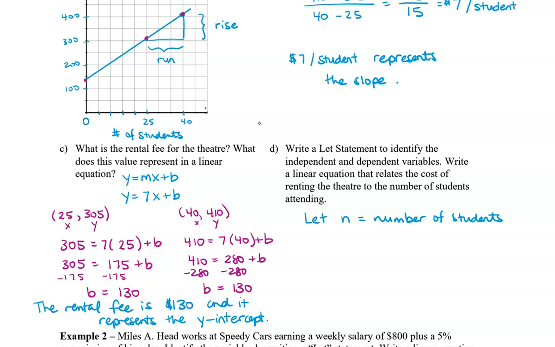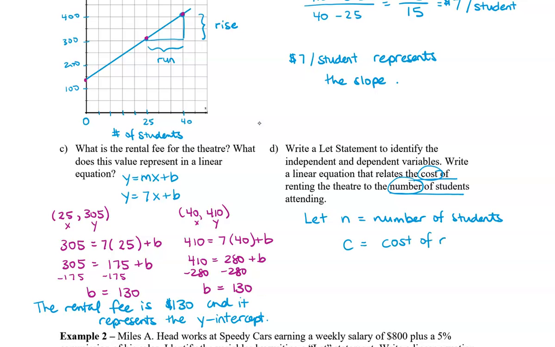And if you keep reading the question, which we should have done, it says write a linear equation that relates the cost of renting the theater to the number of students attending. So this already gives you a hint as to what your let statement should be. One is the number of students, and the other one is the cost. So I'll use the letter C for cost.